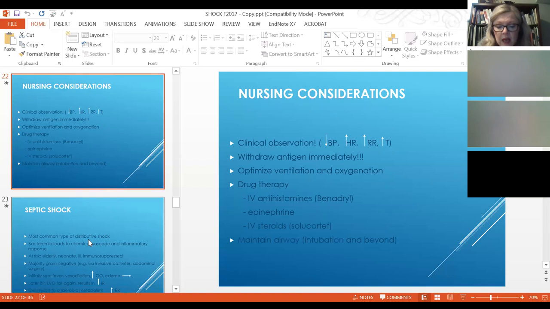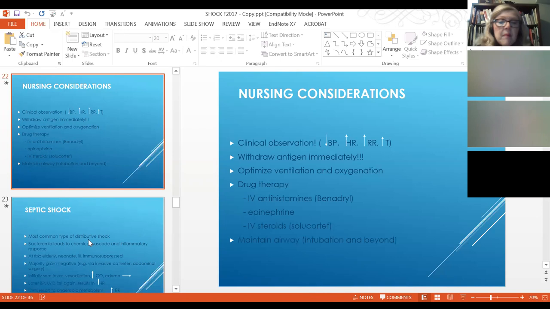You need to optimize the ventilation and oxygenation, so get the oxygen on the patient. This patient may deteriorate, so you want to have somebody managing the airway. They may need intubation quite quickly, before they actually develop throat swelling and edema. Immediately you want to provide IV antihistamines such as Benadryl. They might administer Atarax as well.